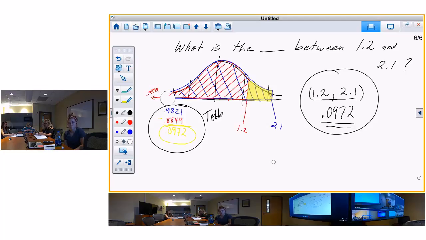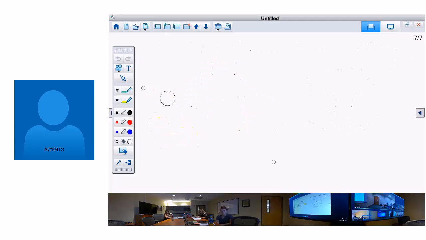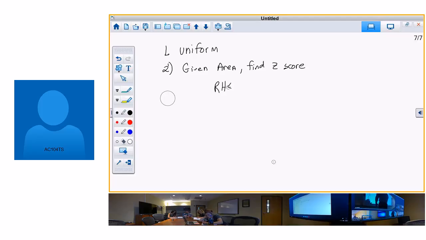Okay, so now we've got four type problems in this first section. Let's go over it right quick. One, we've got uniform distribution. Two, we've got two type problems in here. Given area, find the what? Least score. And remember, the right-hand side is equal to 1 minus the what? Left-hand side. Remember that with whatever area they're asking for.